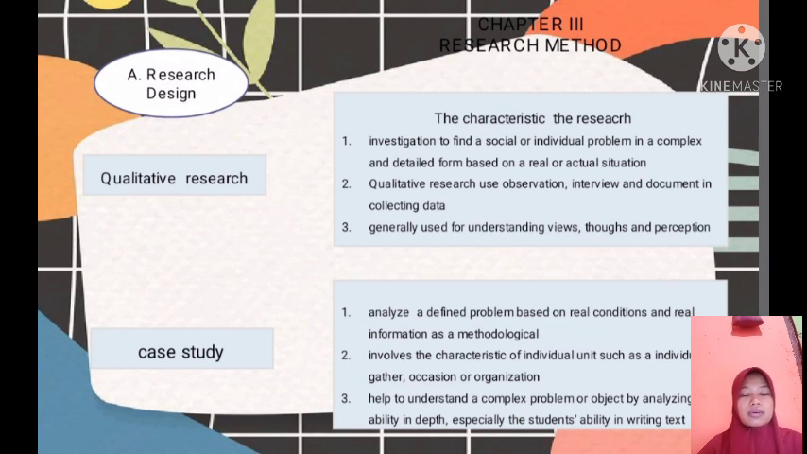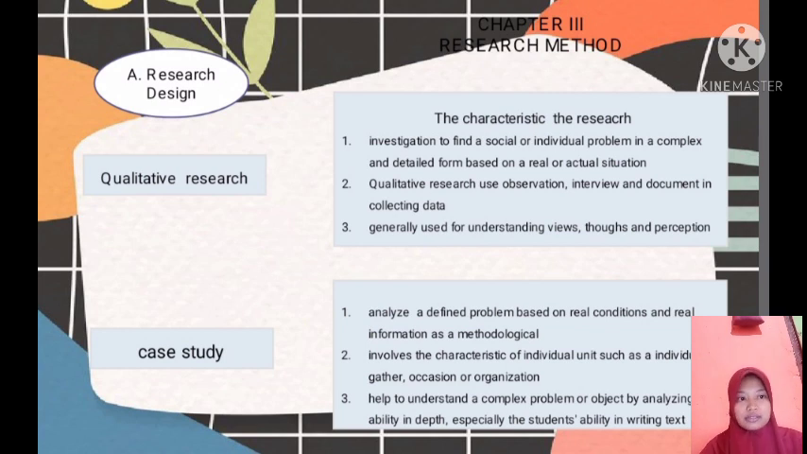And next is about the research method. My research design is using a qualitative research and case study type. Why do I use the qualitative research? Because of the characteristics of the research. The first is investigation to find a social or individual problem in a complex and detailed form based on a real or actual situation. And then the second, qualitative research uses observation, interview, and documents in collecting data. And third, it is generally used for understanding views, talks, and perceptions. So it's appropriate for my research.